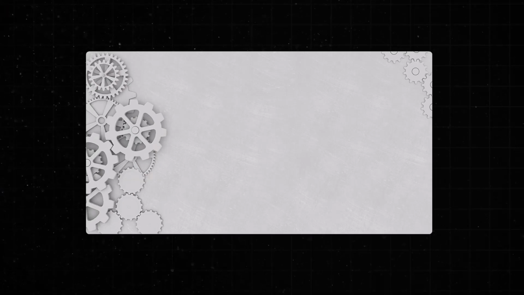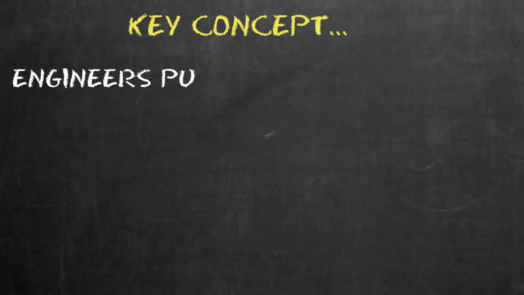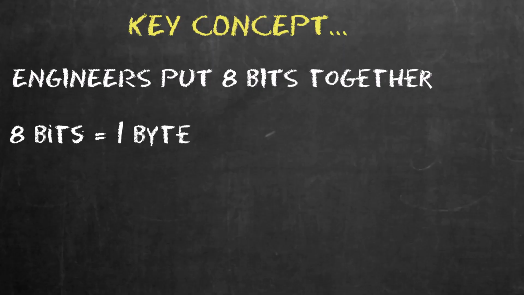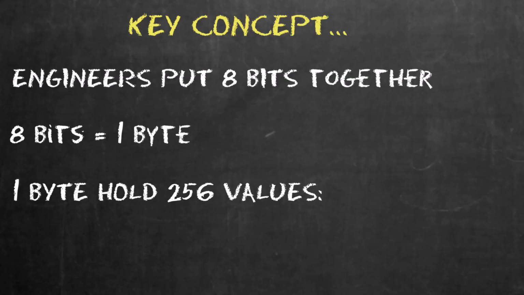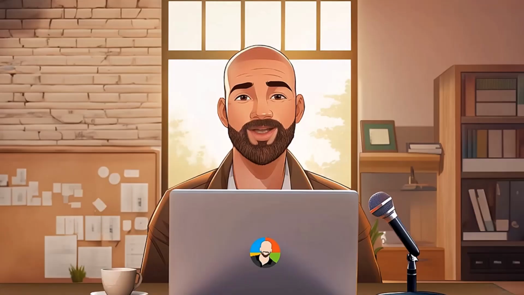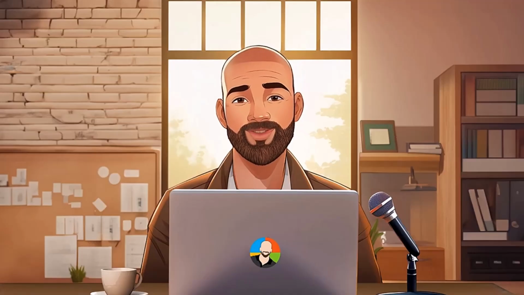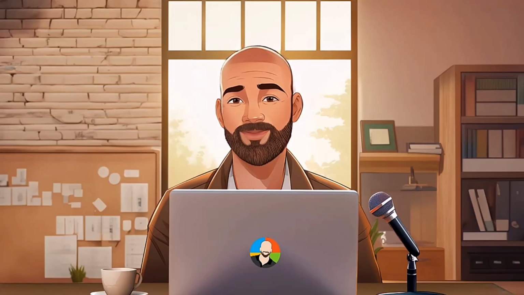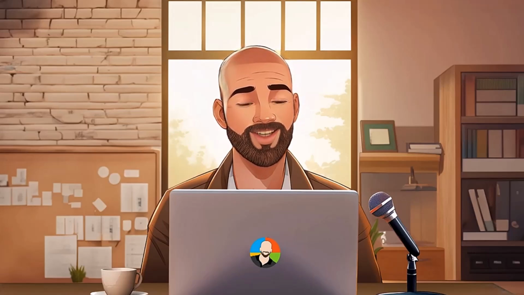Well, engineers got to work and they figured out a way to string 8 bits together, which is known as a byte. One byte can hold 256 values from 0 to 255 using combinations that range from 8 zeros to 8 ones. From that point, they quickly figured out that these values were more than enough to represent all the letters in the alphabet, punctuation, numbers, simple commands, and even non-printing characters. And this breakthrough shaped everything.